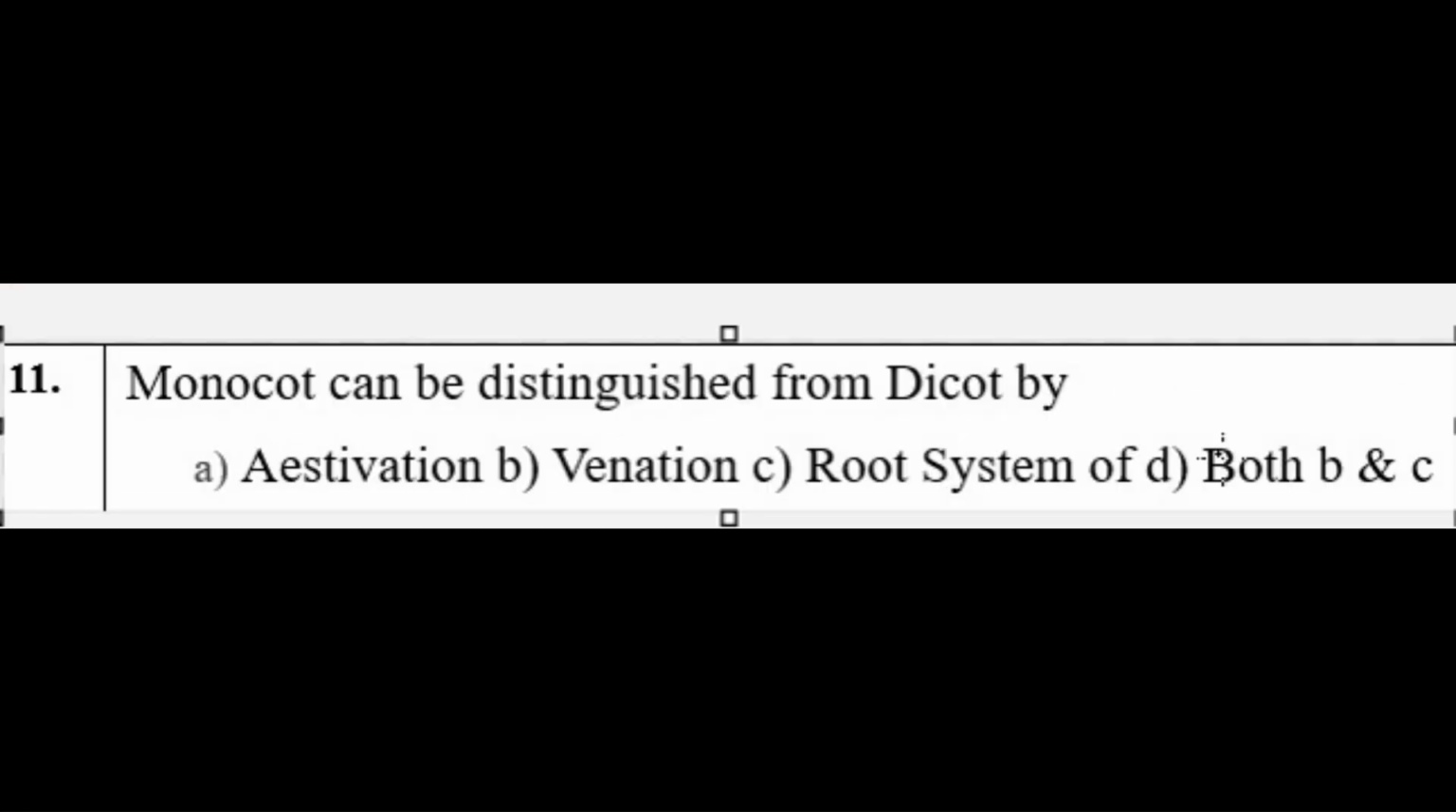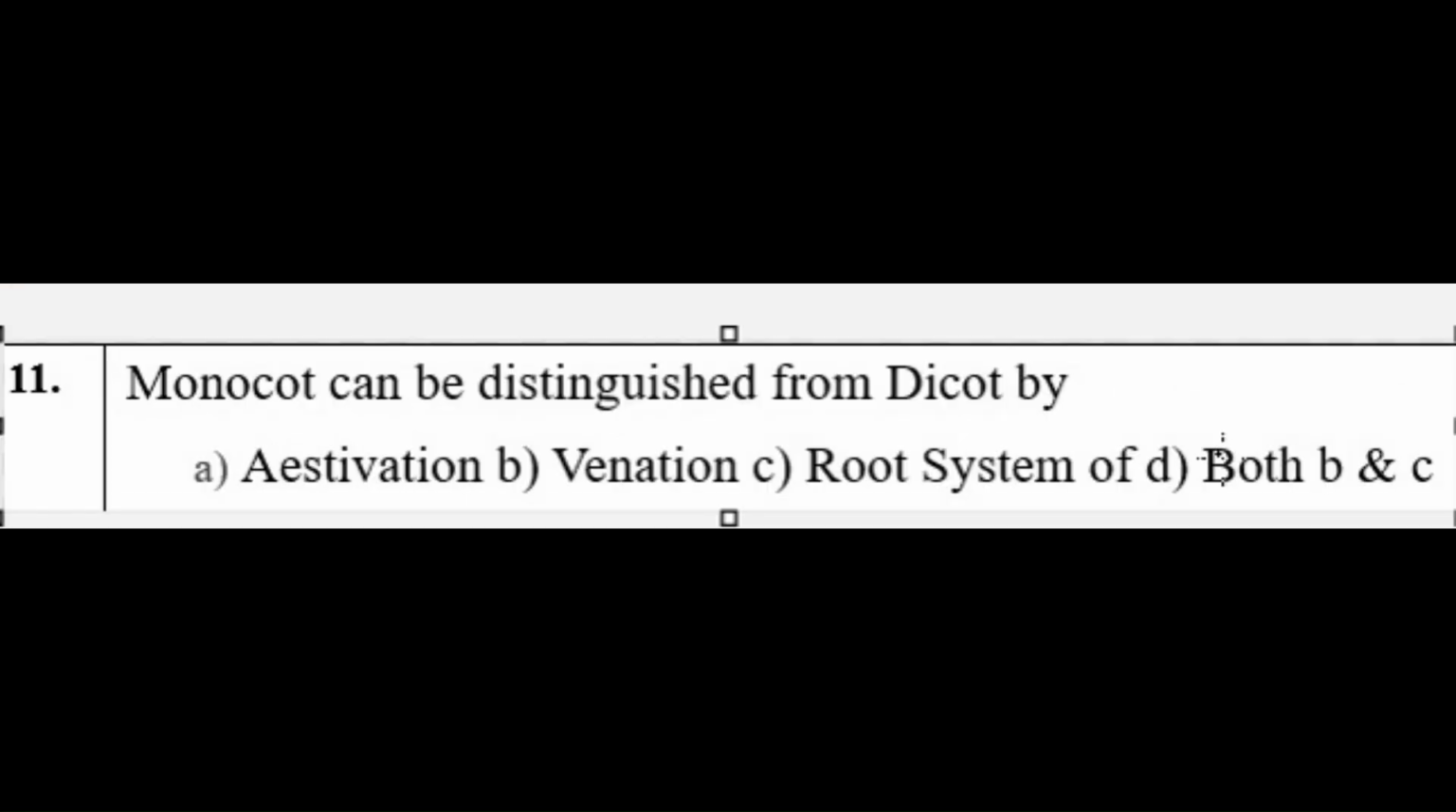Question number 10. Veins of the leaves are used for which of the following options? A. Transport of water, B. Transport of nutrients, C. Mechanical support, D. All of the above. So veins of the leaves actually help in all these functions, A, B, C also. So the answer is D. All of the above.